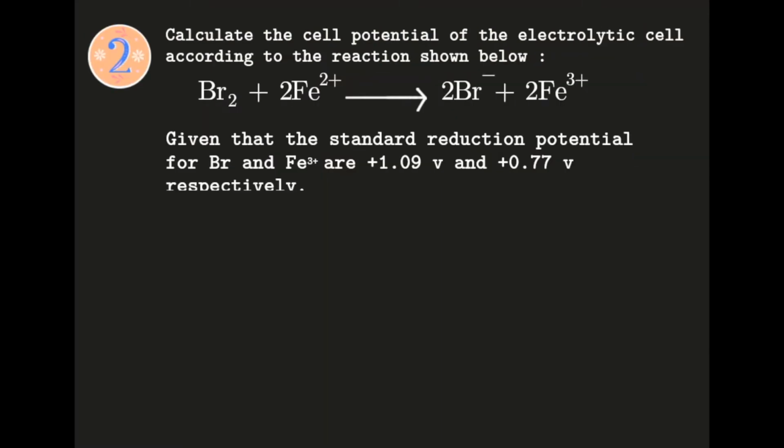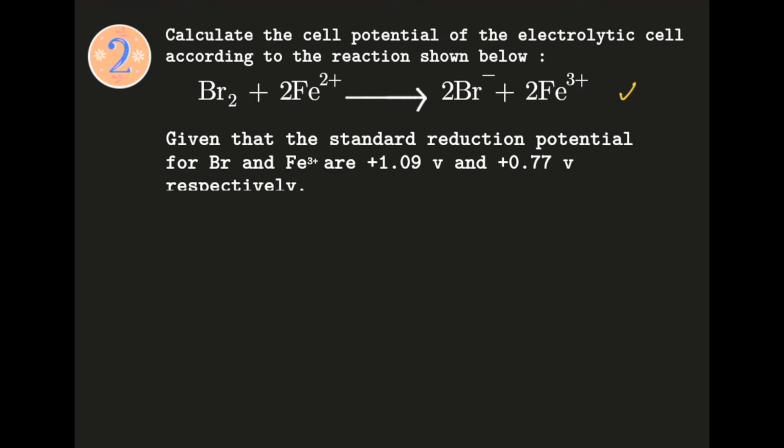Moving on to question number 2. Calculate the cell potential of the electrolytic cell according to the reaction below. Given that the standard reduction potential for bromine and Fe3+ are positive 1.09 volt and positive 0.77 volt respectively. The way you should approach this question should be slightly different than the one in question number 1. So, in this question, you were given the balance equation here.